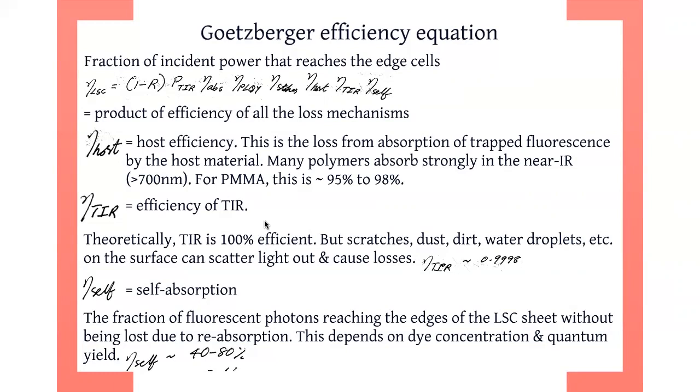So this is self-absorption or reabsorption. This is the fraction of fluorescent photons reaching the edges of the LSC sheet, luminescent concentrator sheet, without being lost due to reabsorption. This depends on the dye concentration and quantum yield, which is basically what is after emission, what is the fraction of the light that reaches the solar cell? Okay, and that really depends. It has a very large variation here, 40 to 80% based on concentration, dyes, and dye quantum yield, and things like that. So let's say 80% there.